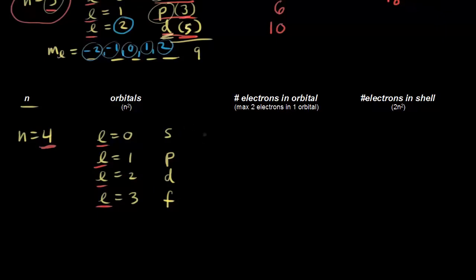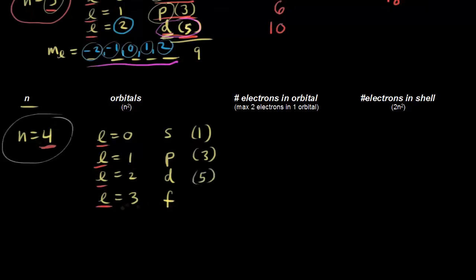So an s orbital is shaped like a sphere, we know we have one of those. P orbitals are shaped like a dumbbell, we know we have 3 of those. D orbitals, we just talked about the fact that we have 5 of them, right? So 5 different possible values here for the magnetic quantum number. So we have 5 d orbitals in the 4th energy level.